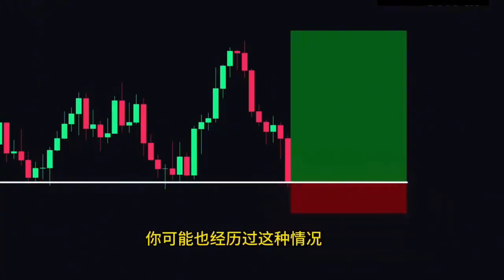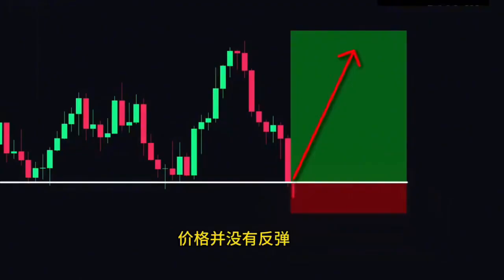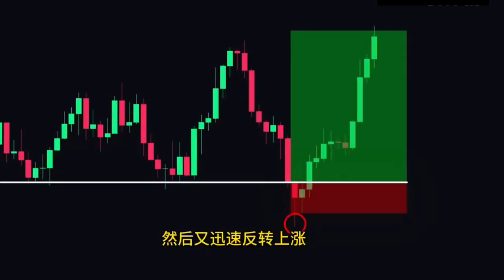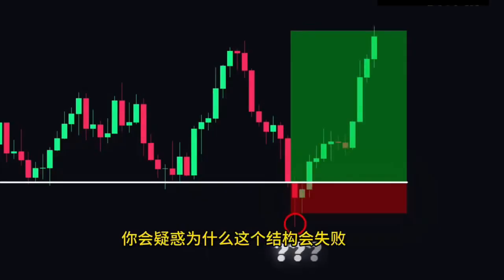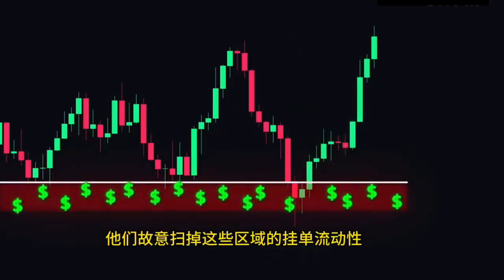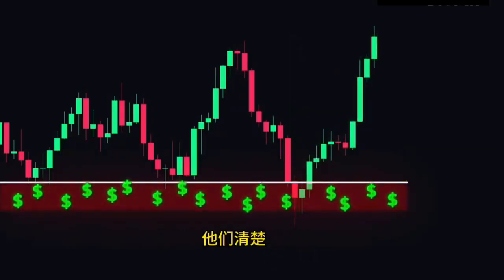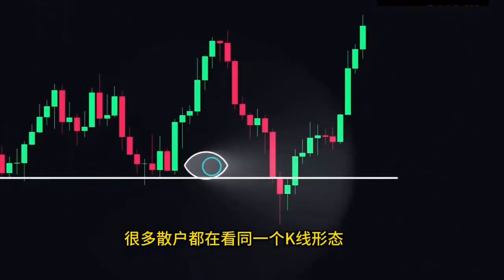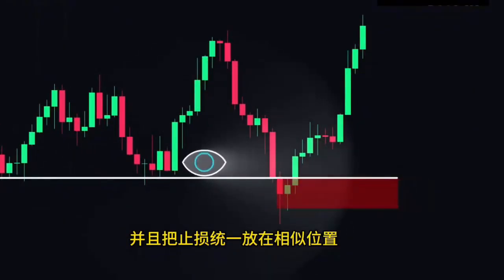Now, you've probably experienced this before. Instead of bouncing, price wicks through the support just enough to trigger the stop loss, only for it to reverse and come back higher. You're then left wondering why the setup failed. The reason this happens is because professional traders, the ones with a lot of capital, intentionally target the resting liquidity below that support. They know that a lot of retail traders are watching the same pattern and are placing stop losses in the same zone.